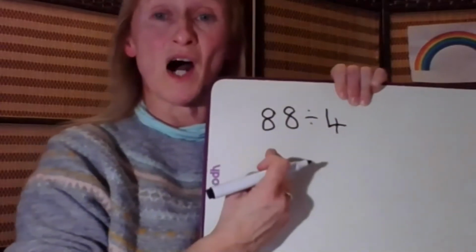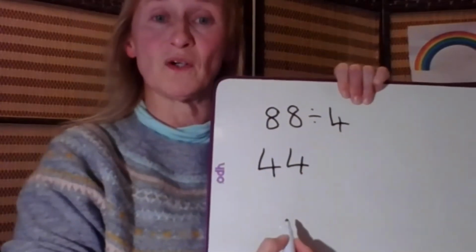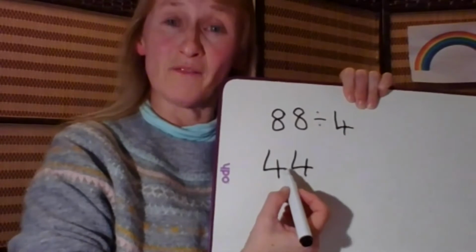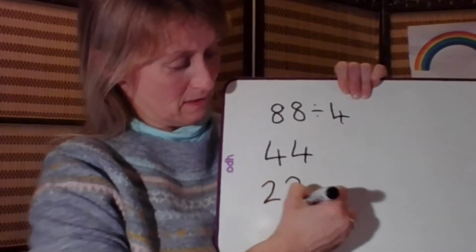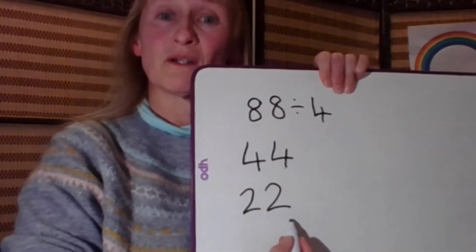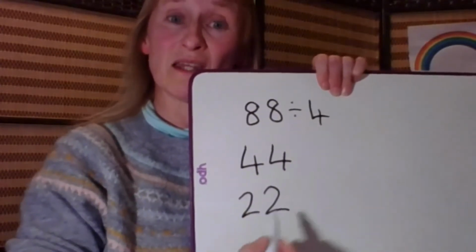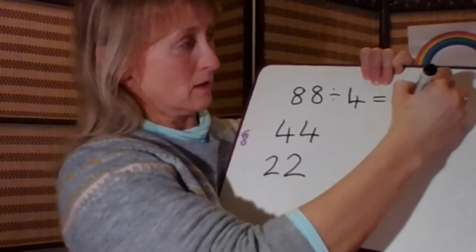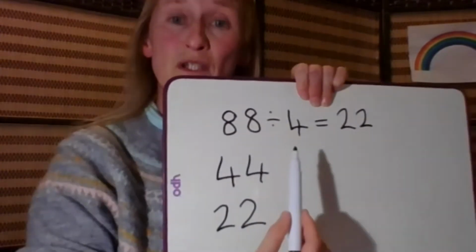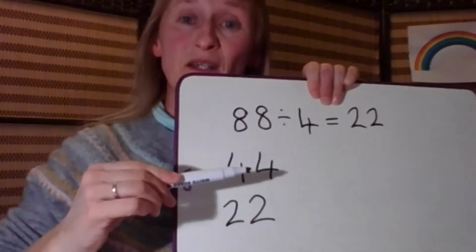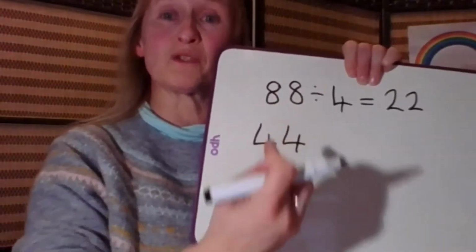Okay, so if I halve 88, I get 44. That is only halving it. That's only dividing it by 2. If I halve it again, I'll get 22. And now I've divided it by 4. I've halved it and halved it again. And that makes the same answer as dividing it by 4. Okay, so to divide by 4, halve it and halve it again. Okay, so just think about dividing by 2, dividing by 2.